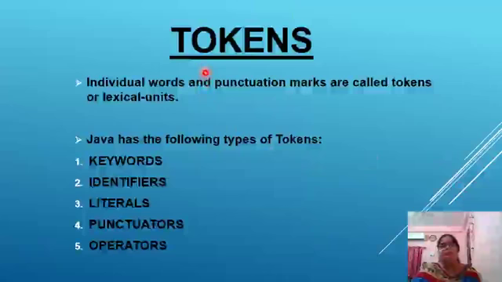Now, we will understand what a token is. Each individual word or punctuation mark is called a token or lexical unit. We can say this also: each individual unit during the writing of the program is known as a token. In Java, there are 5 types of tokens. First, keywords. Second, identifiers, which are also known as variables. Third, literals, which are also known as constants. Fourth, punctuators. Fifth, operators.